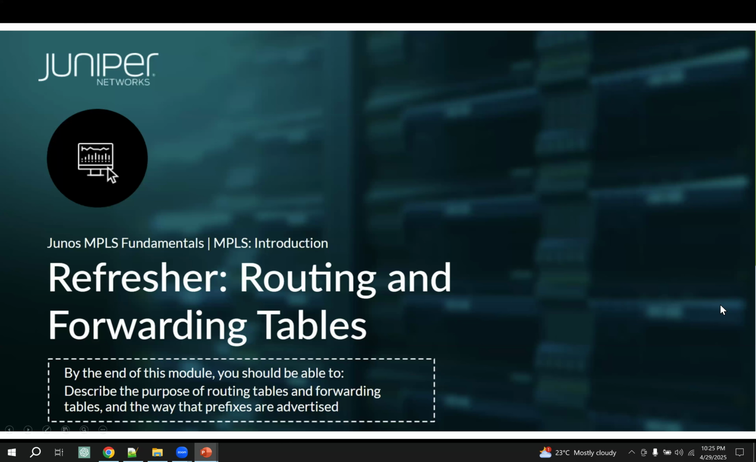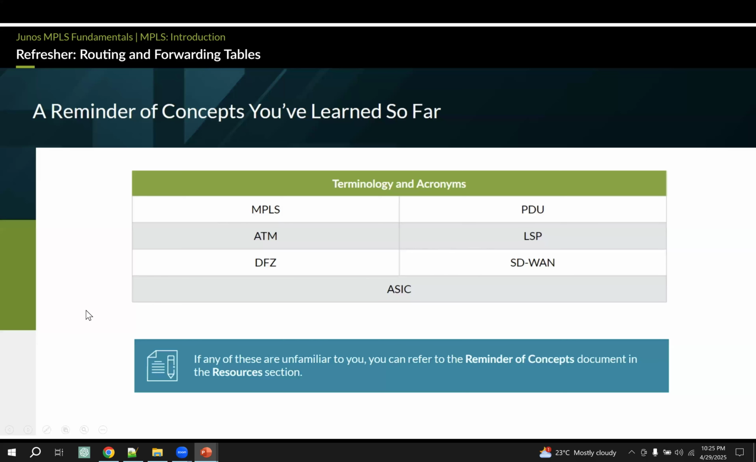That means the forwarding table has the best path, and the routing table has both the best and other valid paths. So that's the difference. These are the key concepts we have learned so far. The terminology and acronyms like MPLS, Multiprotocol Label Switching, PDU, LSP, SDN, DFZ will be discussed in the coming slides.